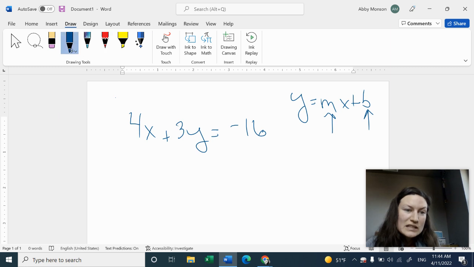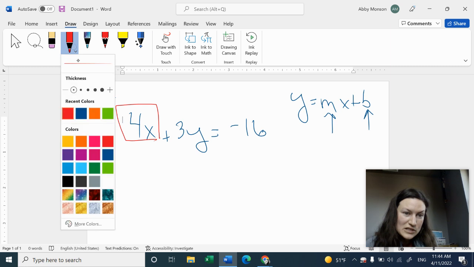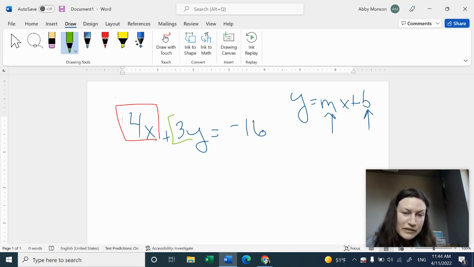So if we look at this example, we can see we have 4x over here, and we definitely don't want that. And there's a 3 in front of our y. Notice there's no coefficient in front of this y, so we need to move these things.